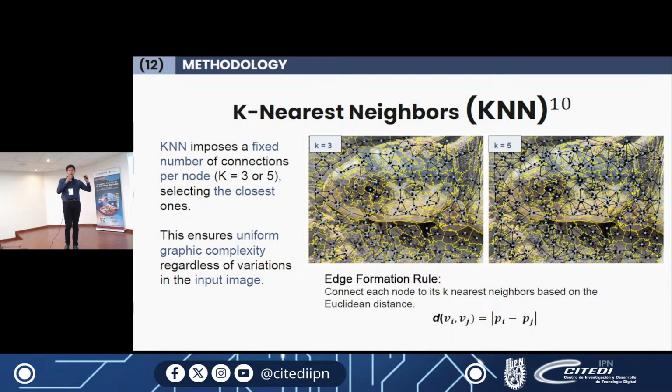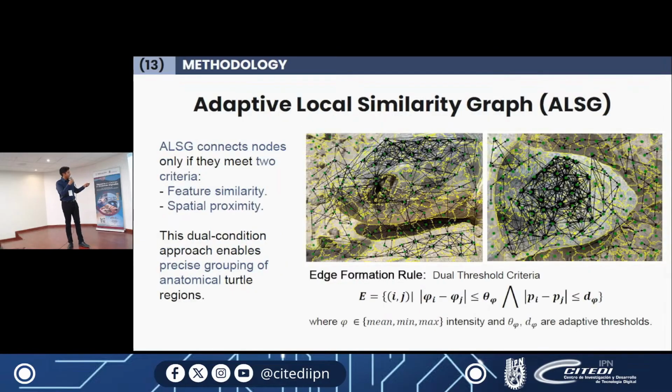The second is the KNN, the K nearest neighbors. In this case, we impose a fixed number of neighbors for each node, selecting the closest ones. This ensures uniform graph complexity regardless of variation in the input image. As you can see here, we have 3 neighbors and 5 neighbors. When we change the number of neighbors, we increase the complexity of the graph and the density of the connections. This will help give more information to the model.